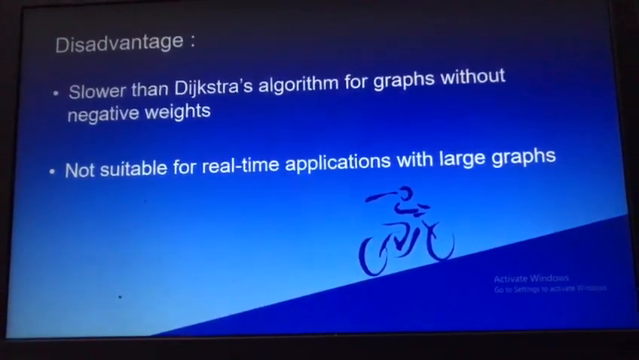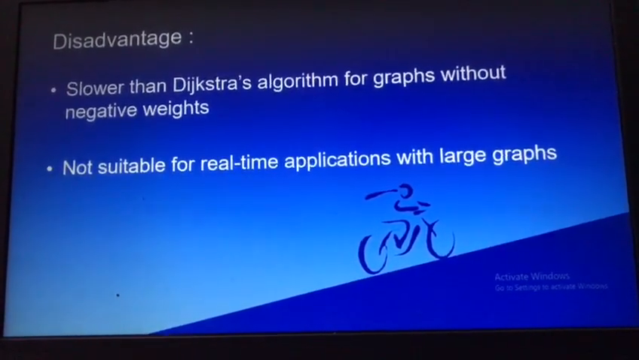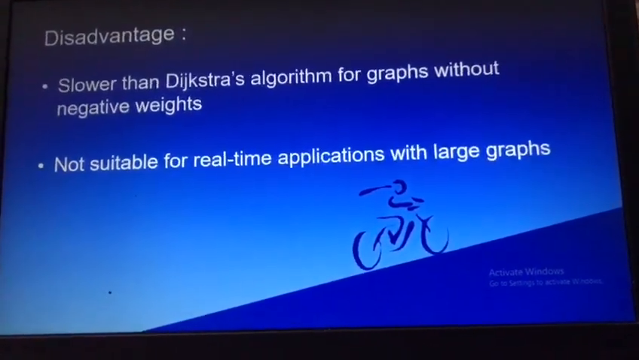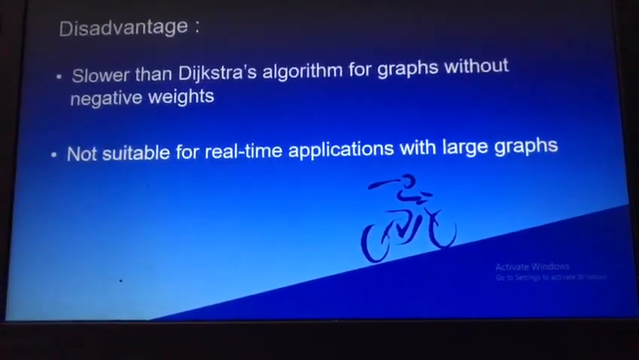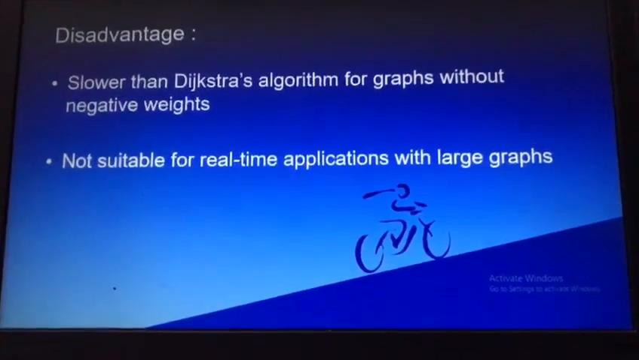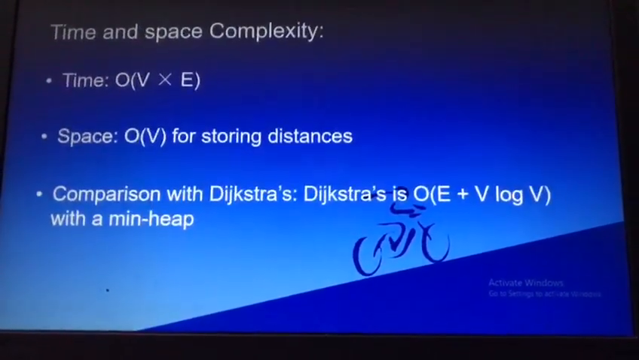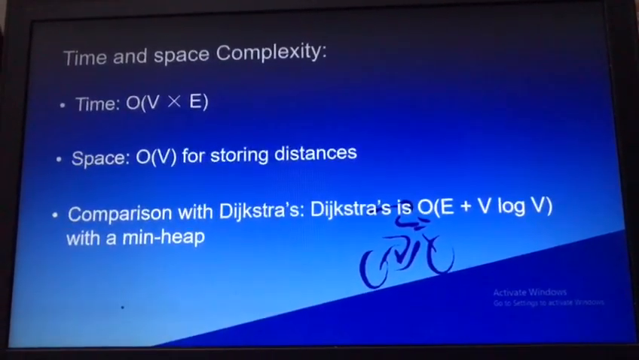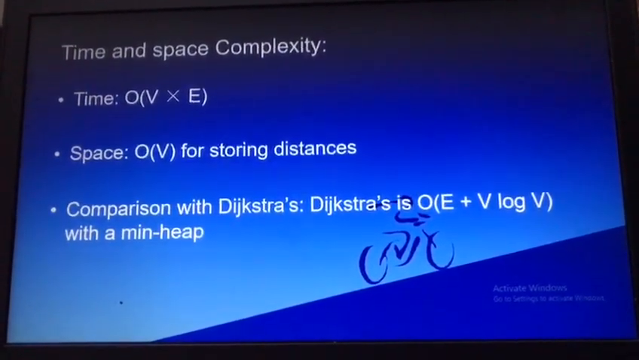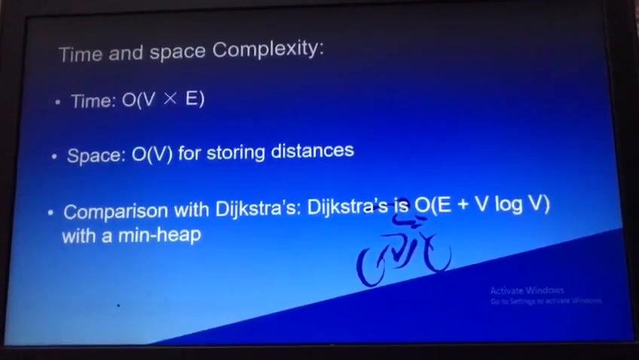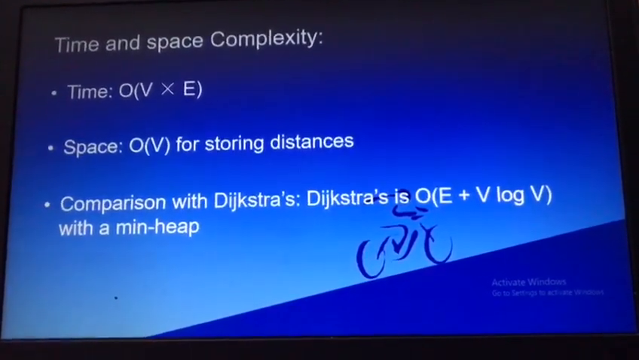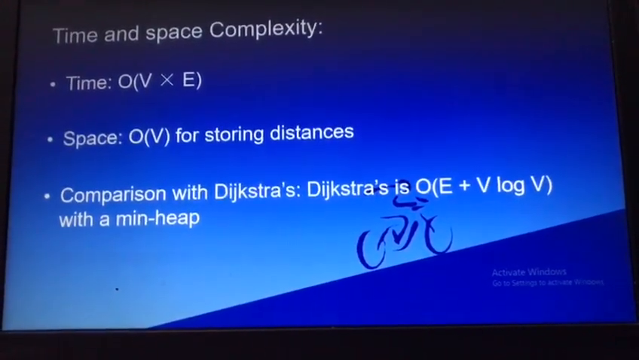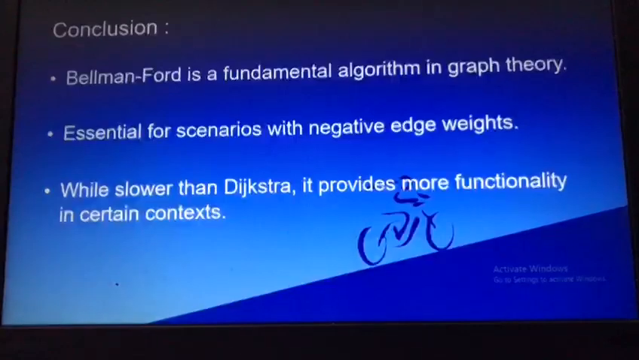If the graph has no negative weights, Bellman-Ford is slower than Dijkstra, and it is not suitable for real-time applications with large graphs. We already discussed the complexity of Bellman-Ford in the previous slide: the time complexity is big O of V multiplied by E, and the space complexity is big O of V. In comparison, Dijkstra is big O of E plus V log V with a min heap.